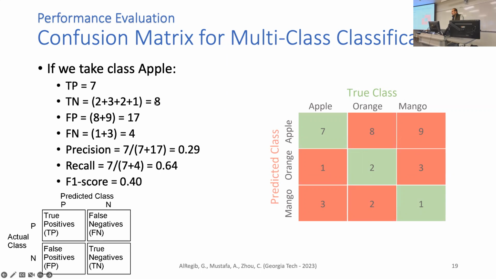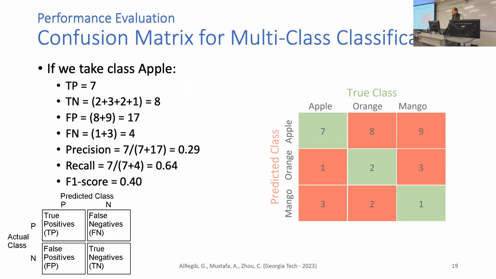Yes? Okay. Now, the false positives. Those are the ones I predicted as apple, so I'm looking at this row, but they're not really apple. That will be 8 and 9, that's 17. False negatives are the ones I'm not predicting as apple, which are these 2 rows, but they are truly apple. So this is 1 and 3, that's 4. Now precision is 7 divided by 7 plus 17, that's 29%. The recall is 64% in this case, and the F1 score is 40. Now I do the same thing, repeating this for the orange class and then for the mango class. Now I have precision and recall for each one of the classes in my data set.